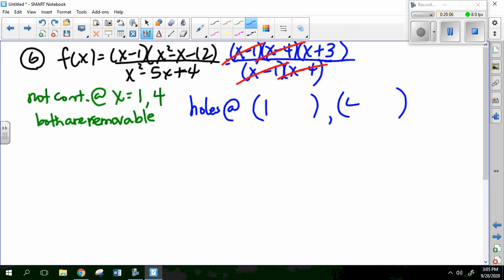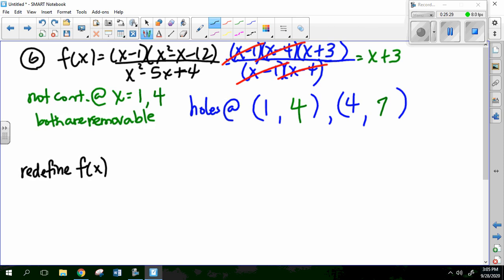So I know the x values, 1 and 4, but how do I get the y values? Well, I'm just going to use my reduced function and plug in my x values. 1 plus 3 is 4. 4 plus 3 is 7. So I know exactly where my holes are. So now if I redefine f of x, that's what I mean by fix it.